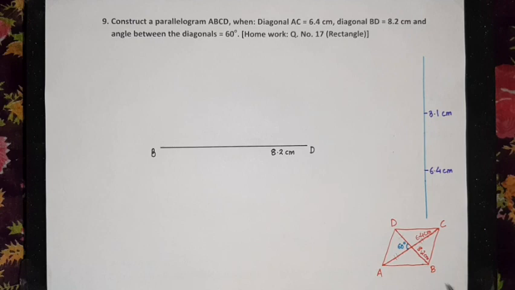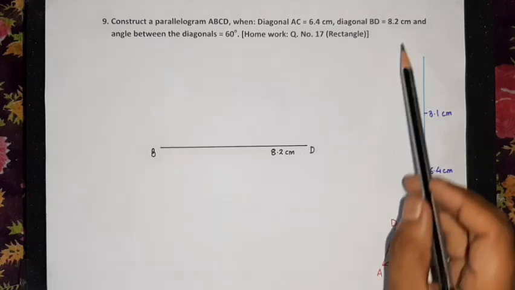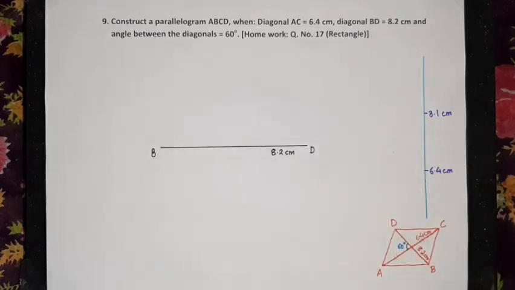Now here I have taken one of the diagonals as the main line. BD represents your diagonal whose measurement is 8.2 centimeters. This is my BD, so I have drawn this part. Now I need to find the midpoint, because we know that the other diagonal passes exactly through the midpoint. So we'll find the midpoint of this, and to find it we'll draw a perpendicular bisector.